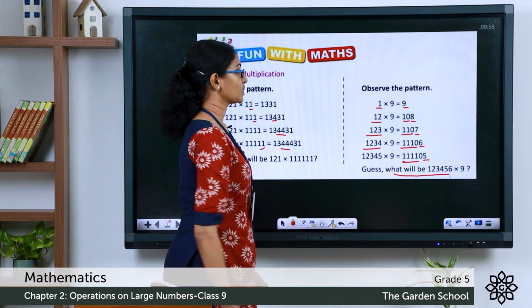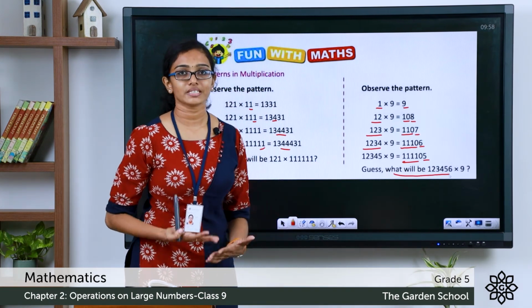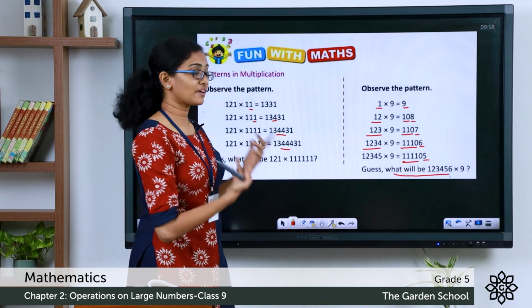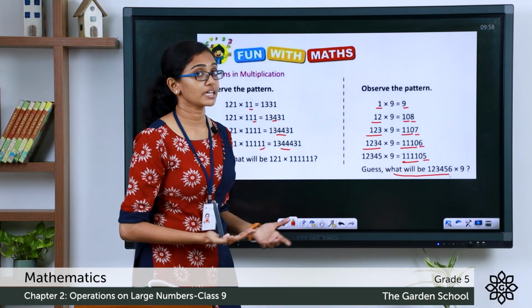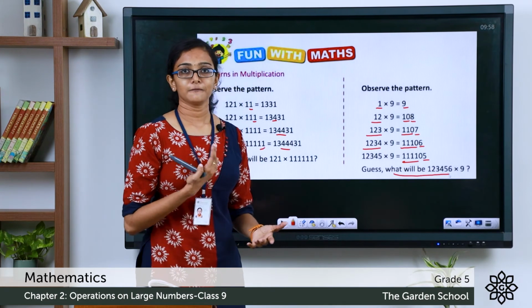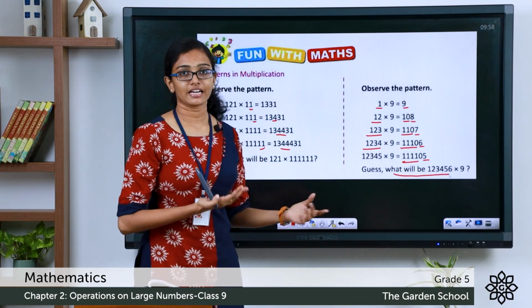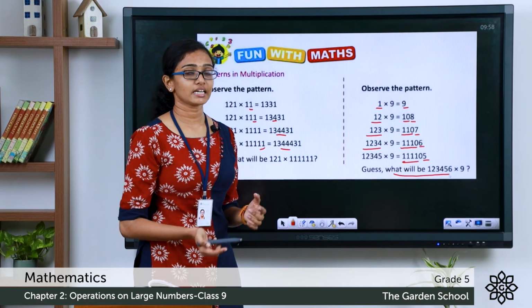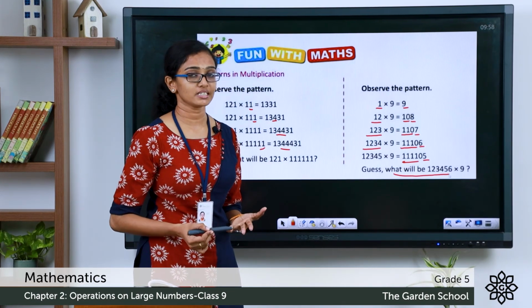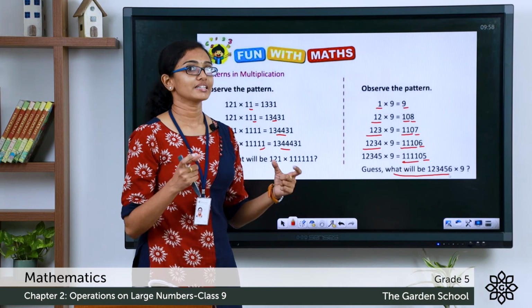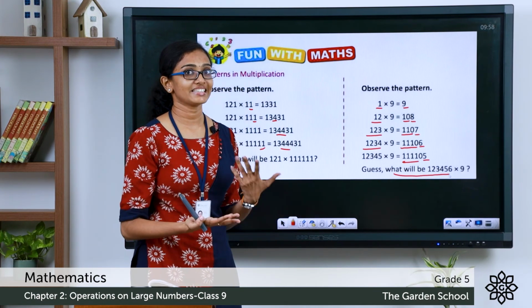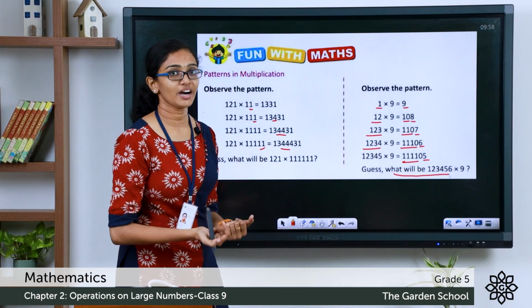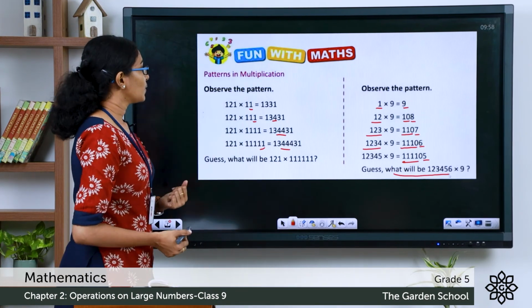123,456 into 9. So there are so many interesting patterns that you can find out in mathematics, in multiplication tables, and so many other scenarios. So you can make or prepare your own patterns. You can even make charts with patterns that you are finding out. Then you can take a picture and send us so that I can see the interesting patterns that you are making. So that was fun.